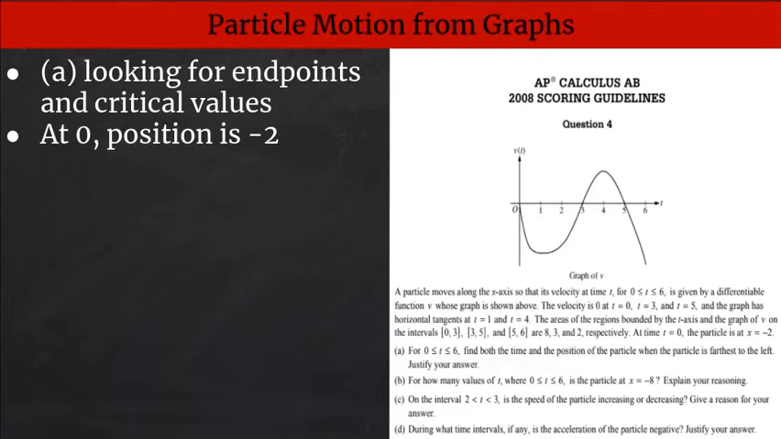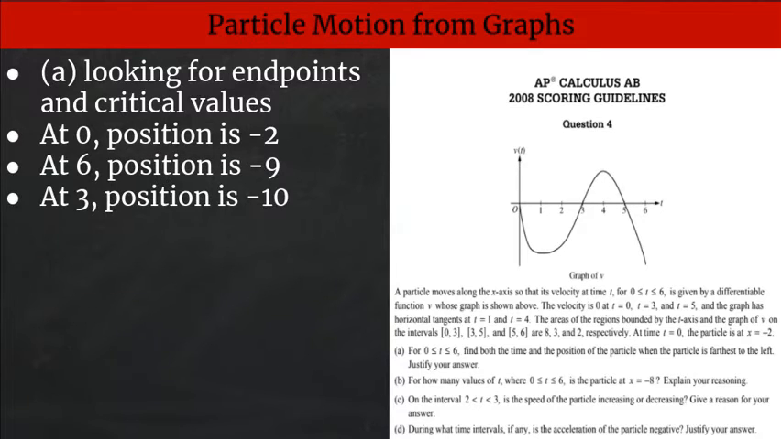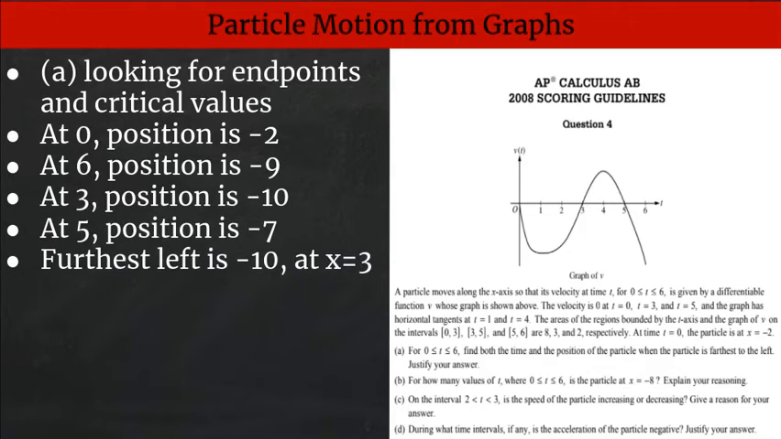And using the integration of the areas above and below the x-axis, we can find out that at 6, the position is negative 9. And the critical values are where v equals 0, so at 3, where the position is negative 10, and at 5, where the position is negative 7. Using this, we can figure out that the furthest left is negative 10 at t equals 3.